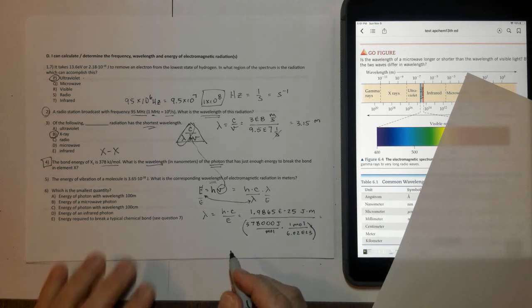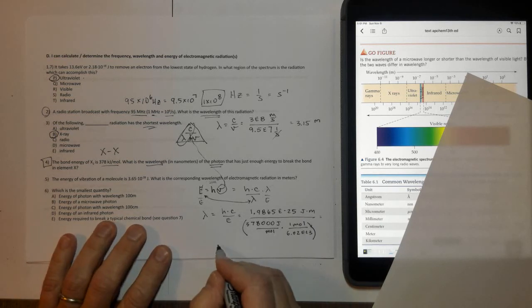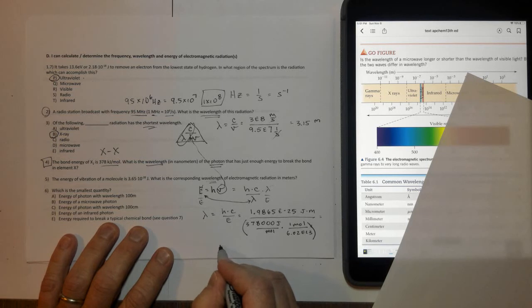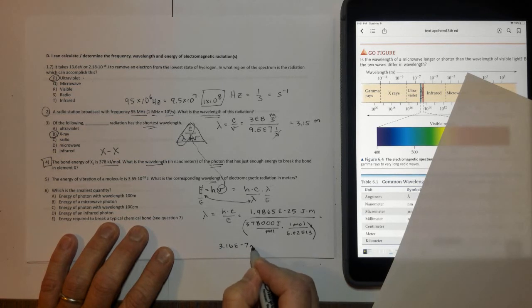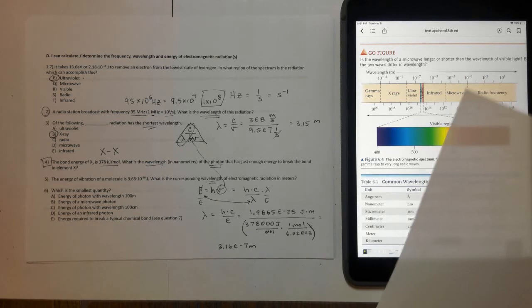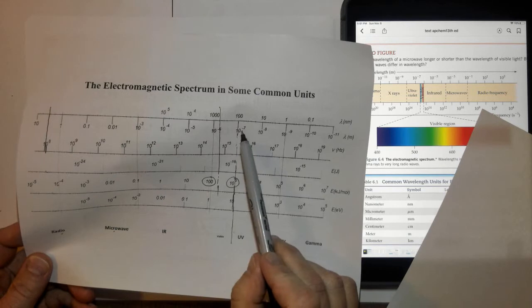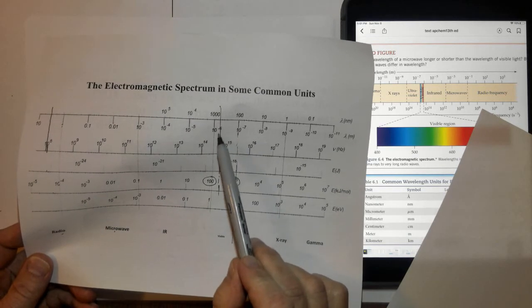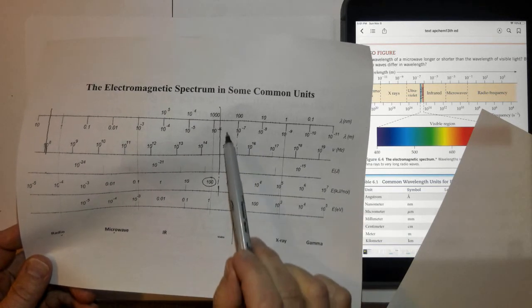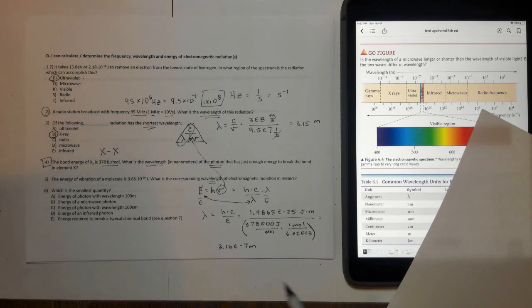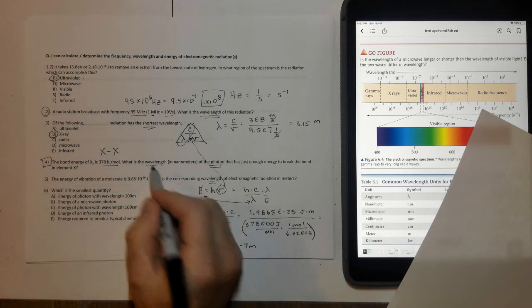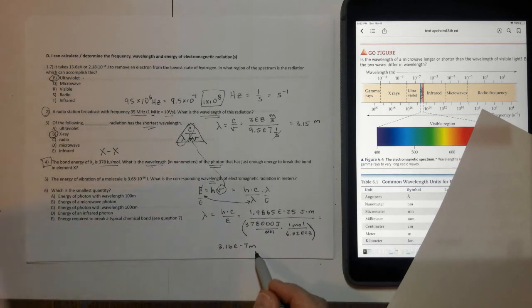You end up with a wavelength of somewhere about 3.16 times 10 to the negative 7th meters. And let's see if that's close to what we predicted. I think we said it would be somewhere around 10 to the negative 7th. Yep, something times 10 to the negative 7th. And it turns out to be 3 times 10 to the negative 7th meters, which is the wavelength. And this happens to be in meters.